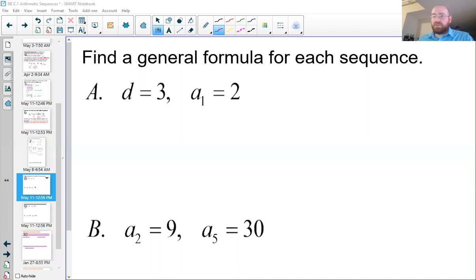Welcome to our last video for this lesson. We are going to find a general formula for arithmetic sequences when we are given only partial information.